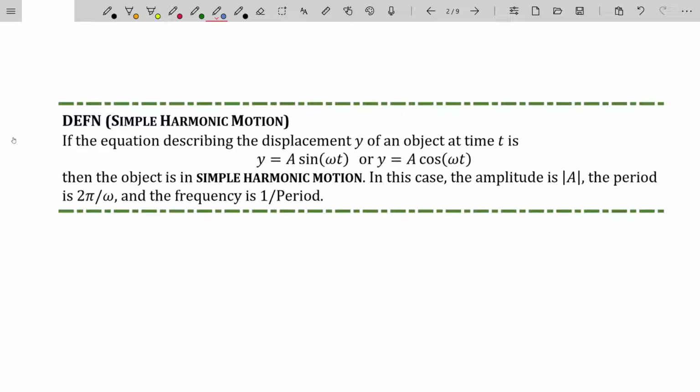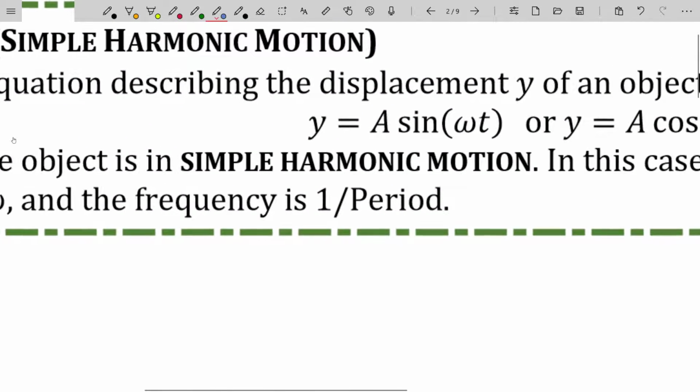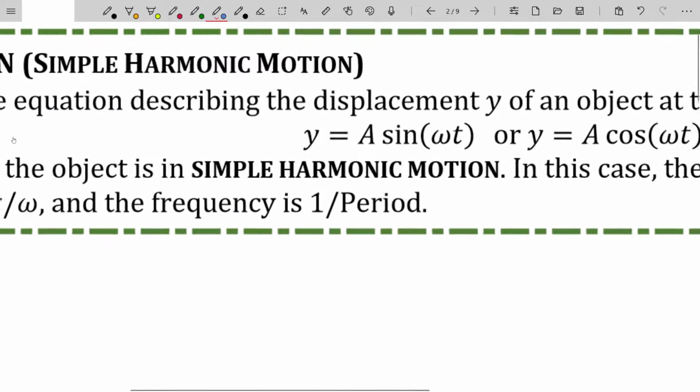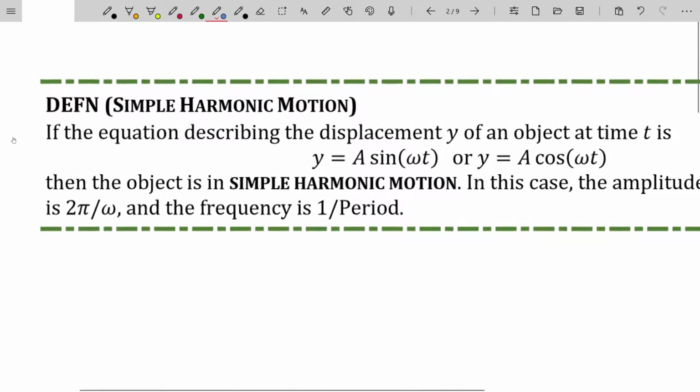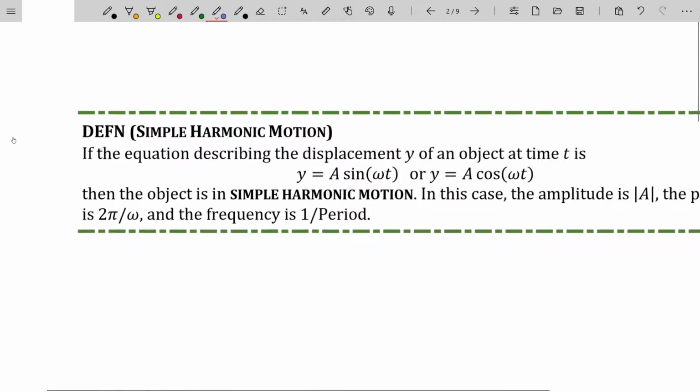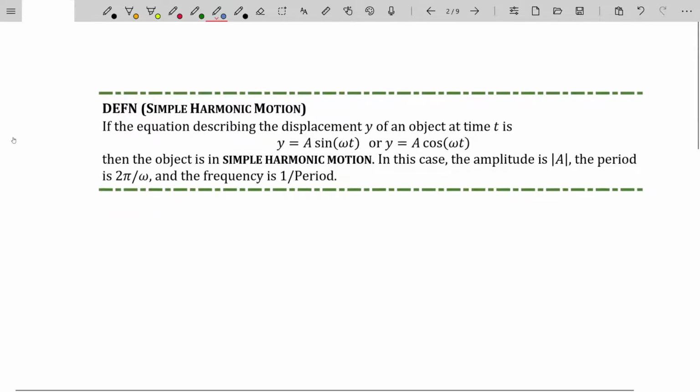The frequency, by the way, is just the reciprocal of the period. Again, this is something we've already been introduced to in this video series, but just in case you're picking up in the middle of my video series, there you go. You have everything kind of handed to you here.